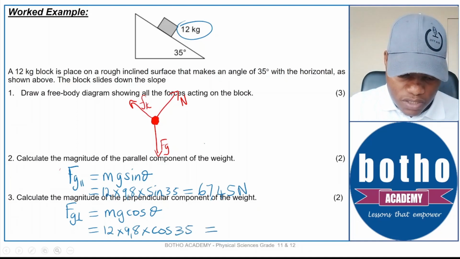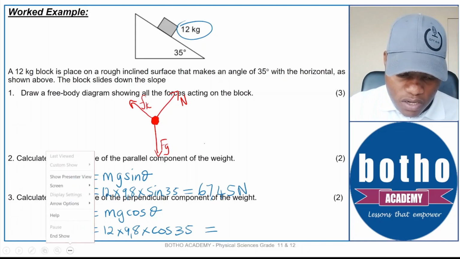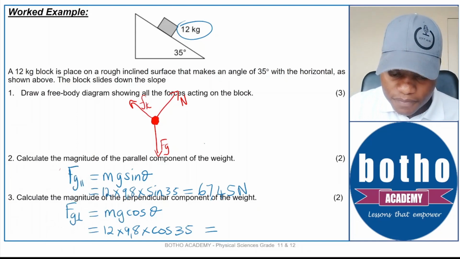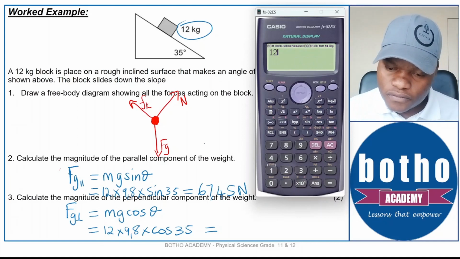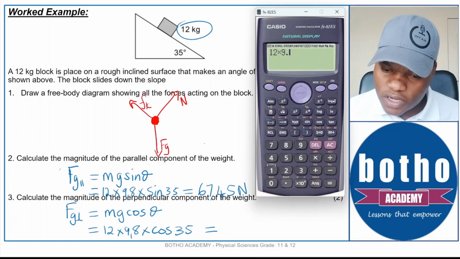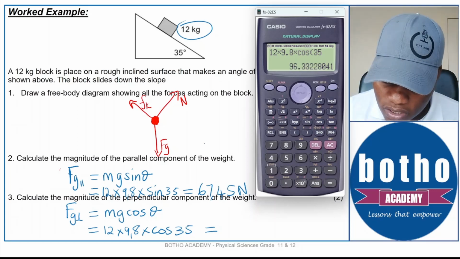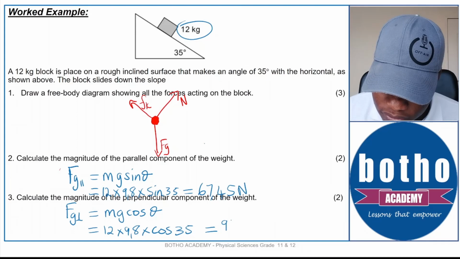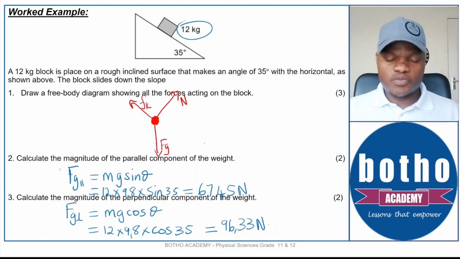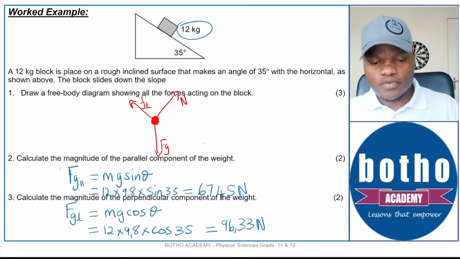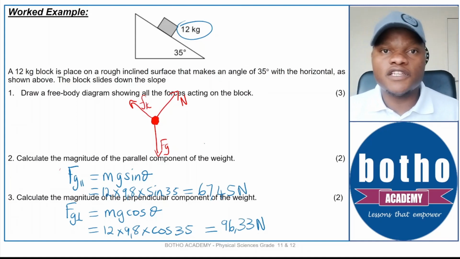Let's go back to our calculator and see what the answer will be here. Okay, now we have 12 times 9,8 times cos 35, and the answer there is 96,33 newtons. So the answer would be 96,33 newtons. Okay, it is perpendicular to the slope, as we did indicate before.